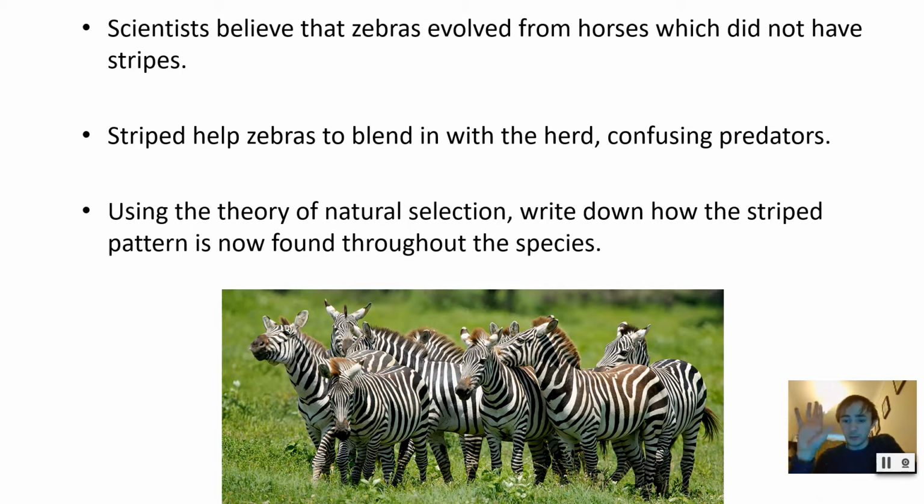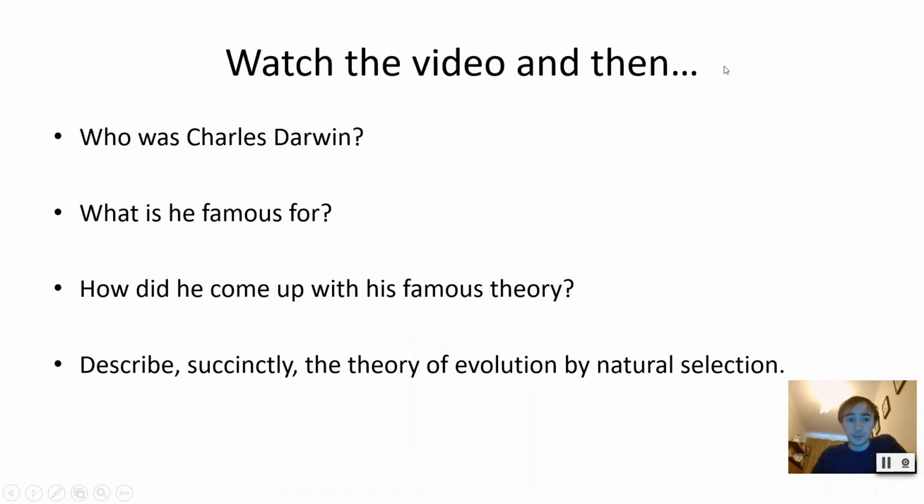So it's 1, mutation, 2, leading to a stripe, which helped to break up its outline, 3, which led to it surviving better, 4, which led to it reproducing more, having more children, and 5, each of its children has a good chance of getting the allele. Fine. You need to be doing these questions in full. It comes up a lot, and we're going to do a lot of these over the course of the next few lessons. Right, we're going to watch a quick video then to talk about Charles Darwin.